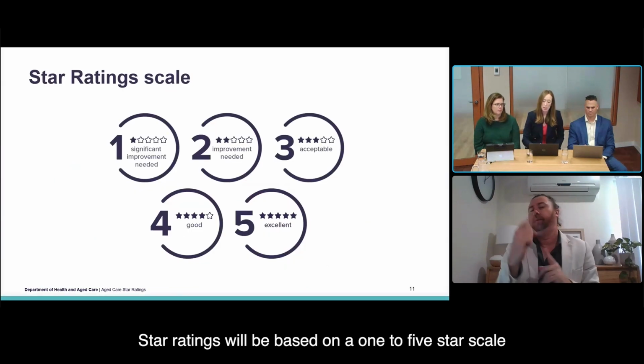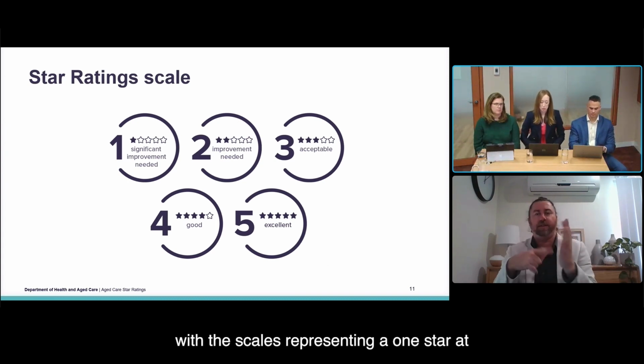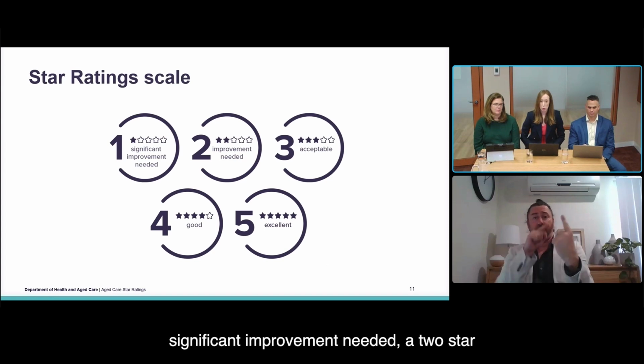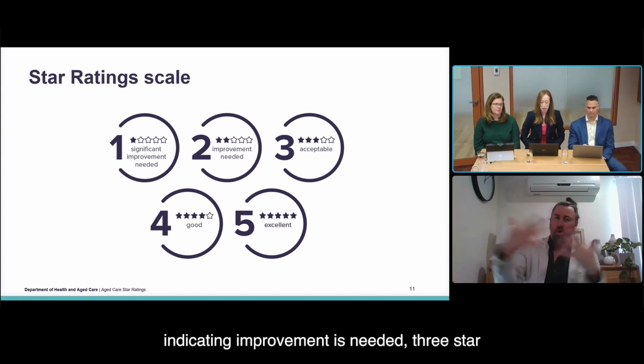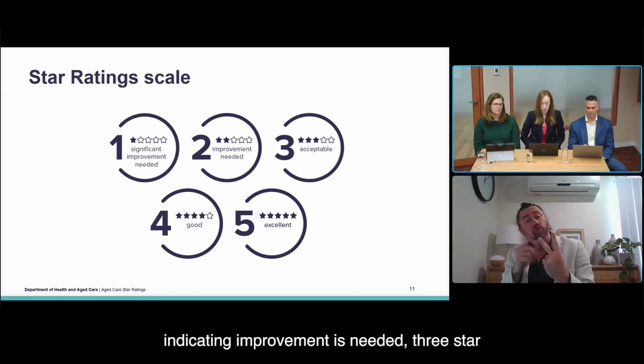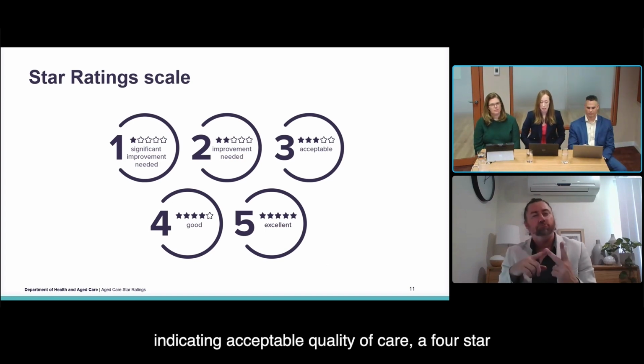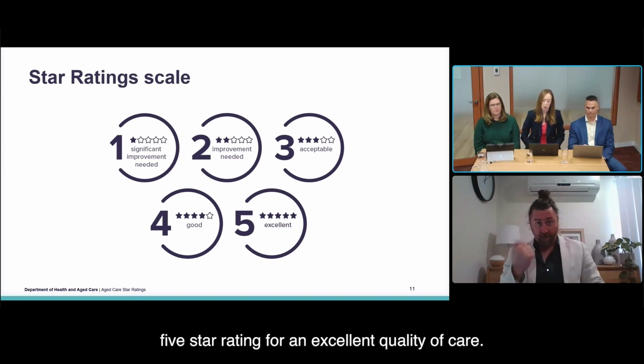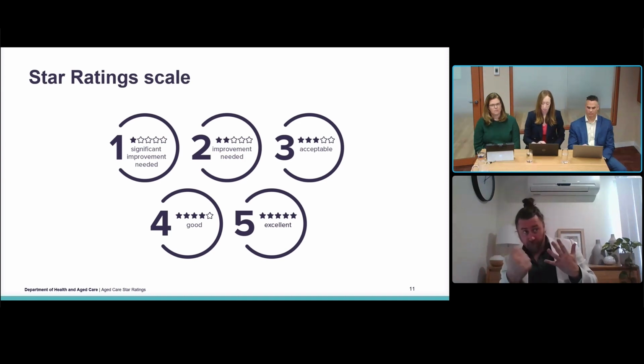Star ratings will be based on a 1 to 5 star scale, with the scale representing a 1 star as significant improvement needed, a 2 star indicating improvement is needed, 3 star indicating acceptable quality of care, a 4 star rating indicating a good quality of care, and a 5 star rating for an excellent quality of care.